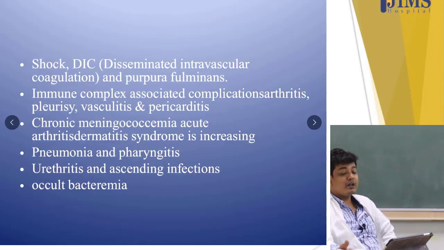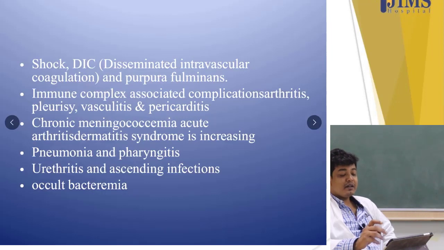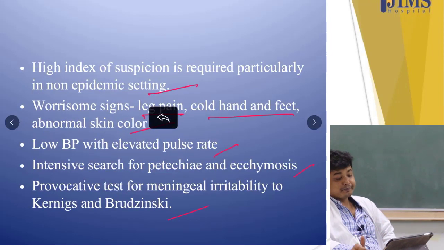Patient may go into shock, disseminated intravascular coagulation, and purpura fulminans can also be seen in this kind of patient when the complication comes. And in case of chronic meningococcemia, acute arthritis-dermatitis syndrome is also seen. And patient may have pneumonia, pharyngitis, urethritis, and ascending infections too, which will lead to occult bacteremia.